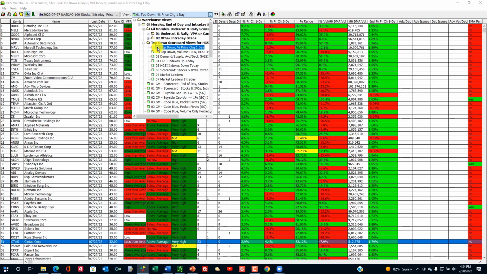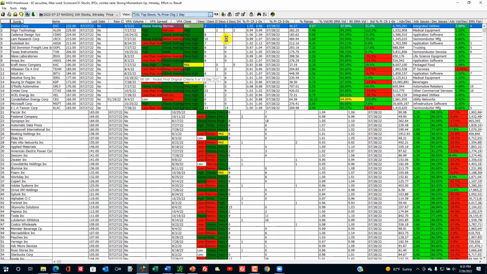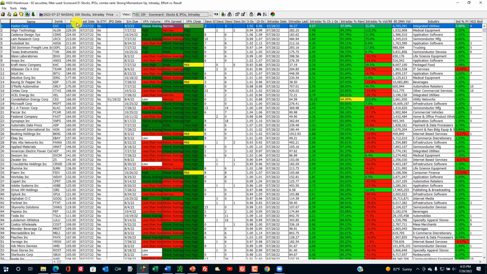I want to bring a different view up here. I'm getting lost. I should have done this before. Okay, here's what I'm looking for. You can just bring it in here.